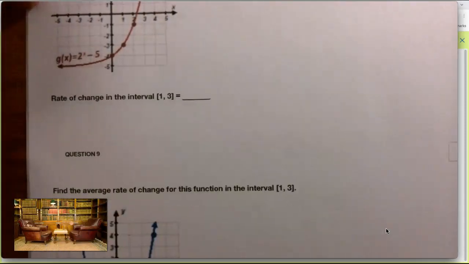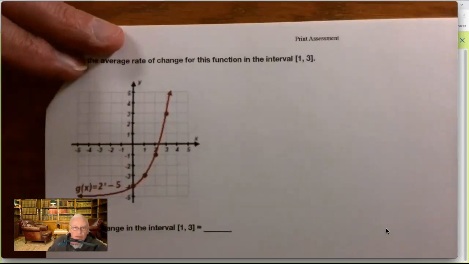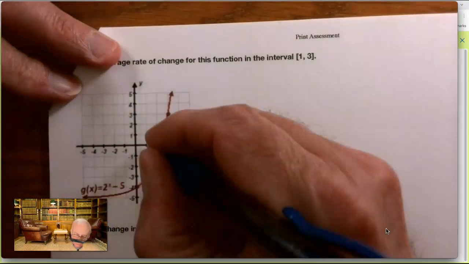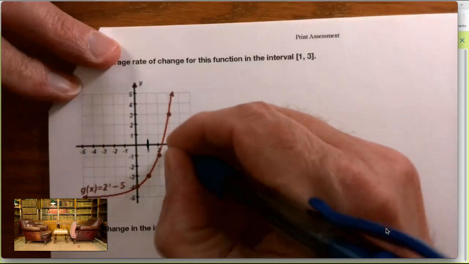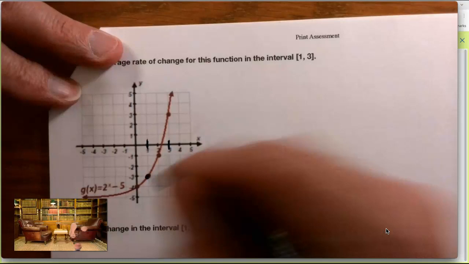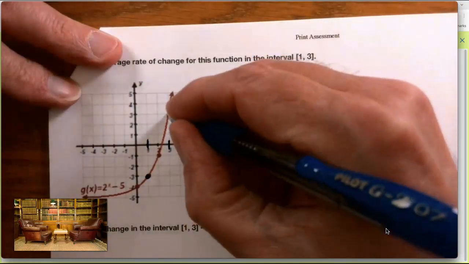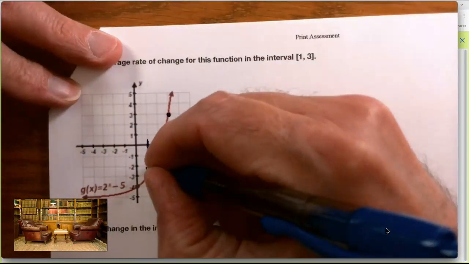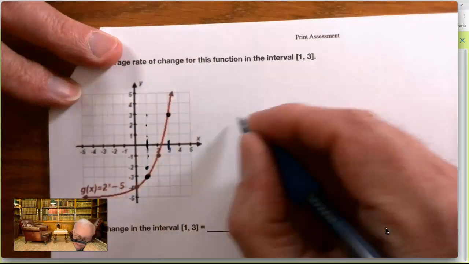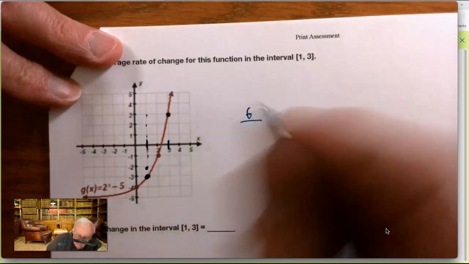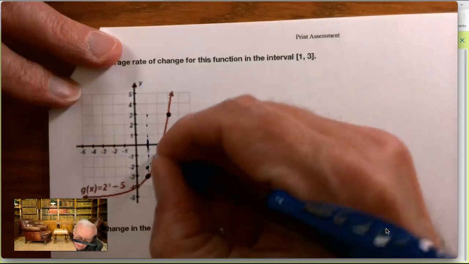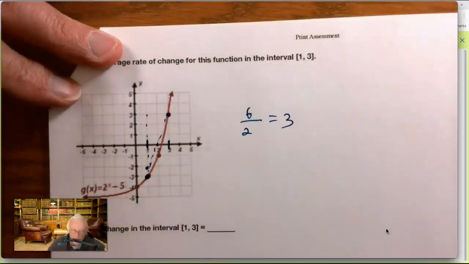Guys, the average rate of change for the interval 1 to 3. This is number 8. All right, so 1 to 3. So 1 is right there. 3 is right there. So let's count up. 1, 2, 3, 4, 5, 6 over 2. The answer is 3. This right here is a slope of 3, okay?